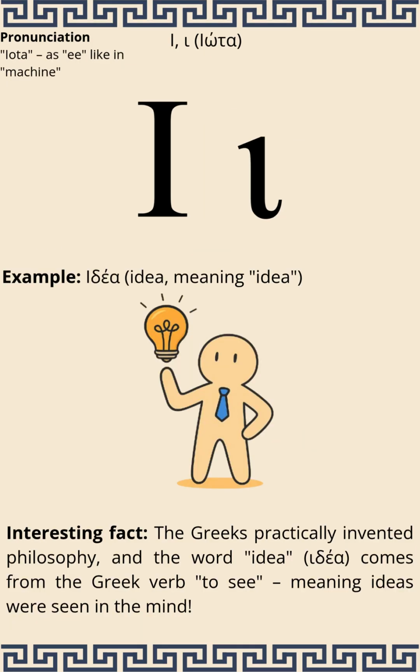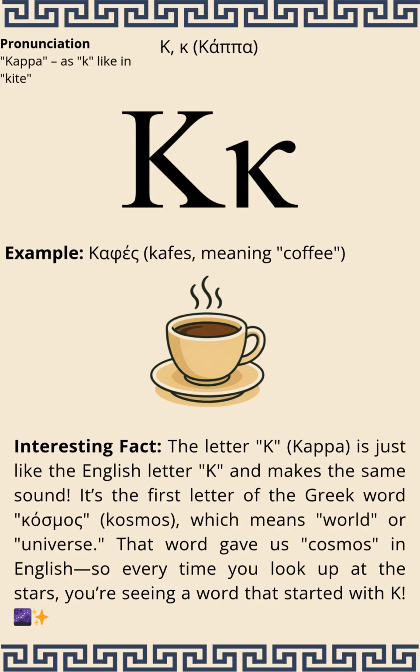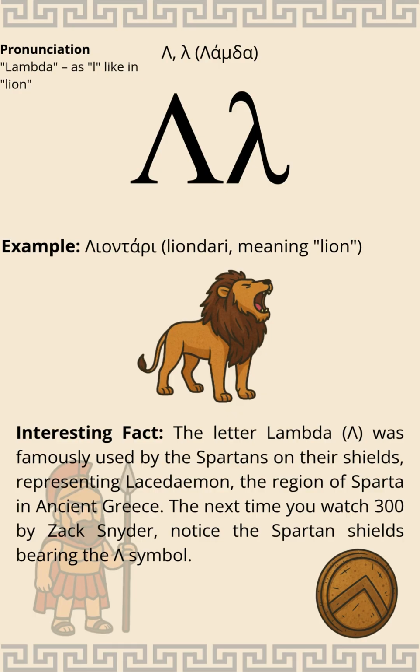E. Then we have the letter kappa, k, like kite. The example is very easy, cafes. Then we have the letter lambda, like lion. Liodari in Greek.